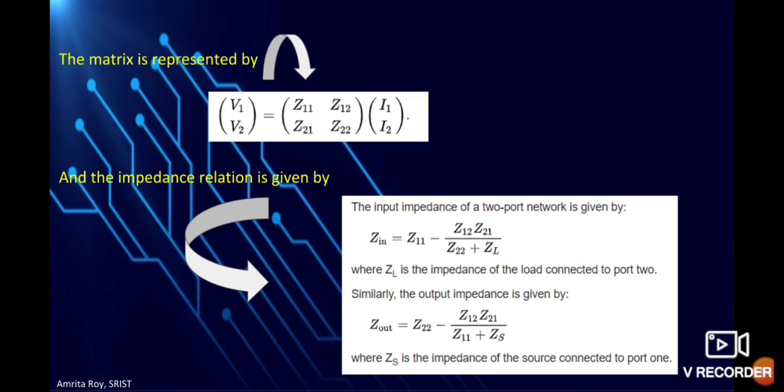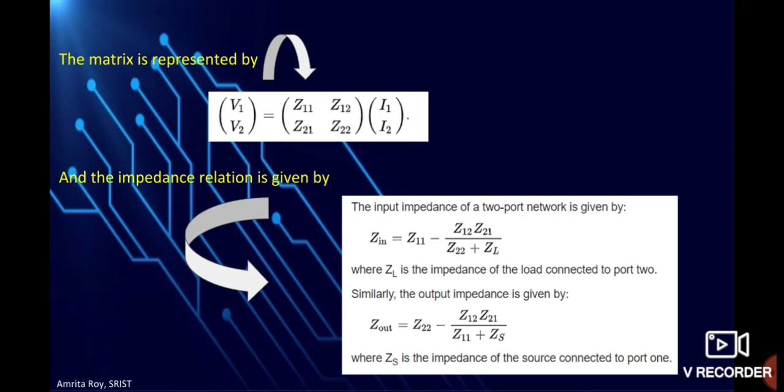Now coming to the matrix representation of Z parameters. On the left hand side, we can see the dependent variable, voltage. It is represented by a 2 cross 1 matrix. And on the right hand side, we can see the Z parameters multiplied with the independent variable, that is current. So the Z parameter is represented by a 2 cross 2 matrix, and the independent variable, current, is represented by a 2 cross 1 matrix.